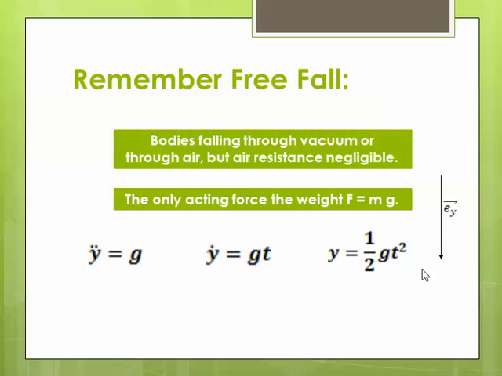What we may note here is that these three equations do only depend on t. They do not depend on the mass of the object. So for objects falling through vacuum or through air, but with the air resistance negligible, then the mass actually doesn't play any role at all. All bodies, no matter whether little mass or big mass, they all fall down at the same rate. So the velocity increases at the same rate, no matter of the mass.